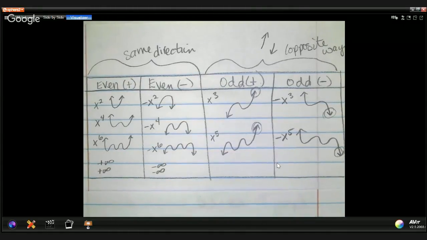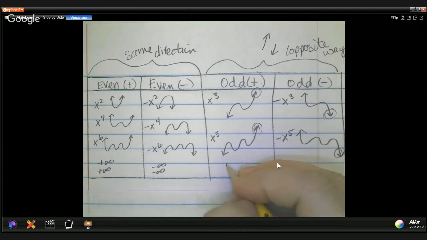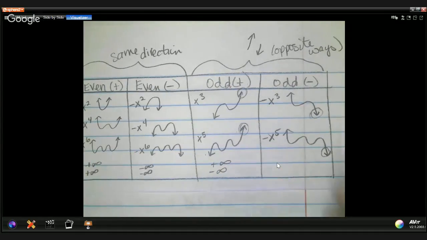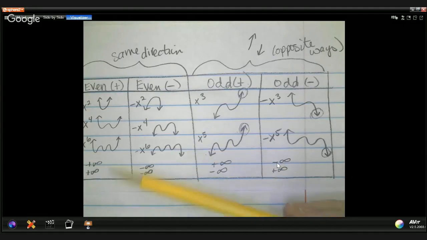And this is where the y goes. For an odd function, as I go to the right, it's a positive infinity, and as I go to the left, it would be a negative infinity. And for this one, as you go to the right, it's a negative infinity and a positive. So if you notice, when they're even, they're going to be the same sign. When they're odd, they're going to be the different signs.